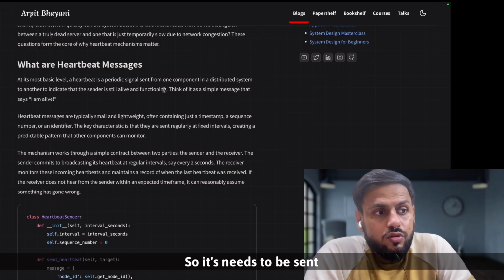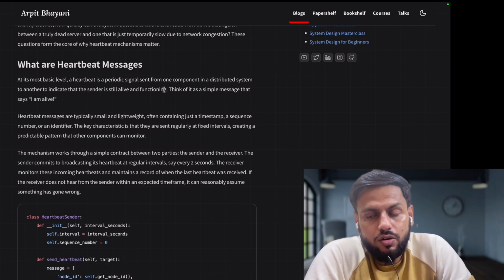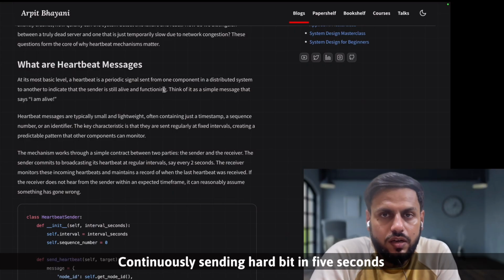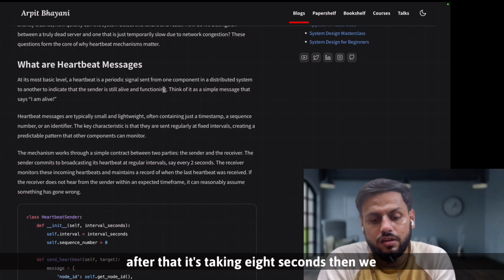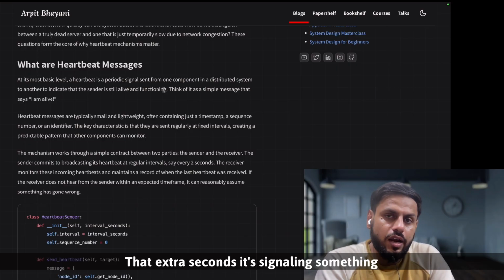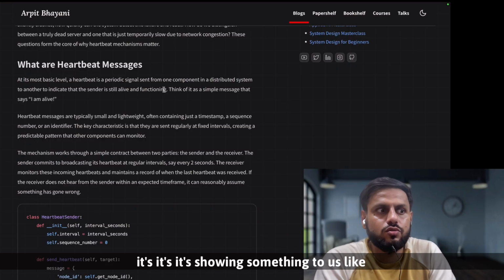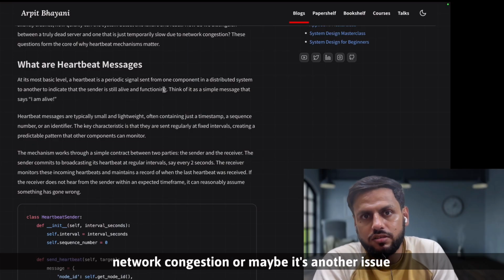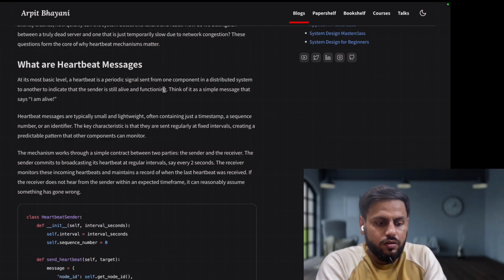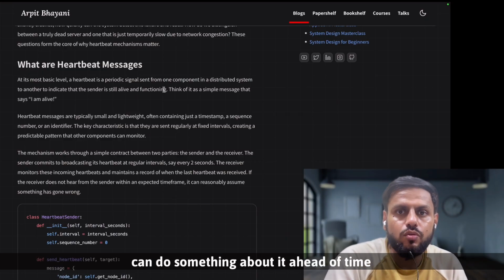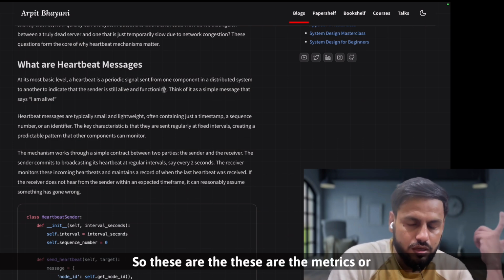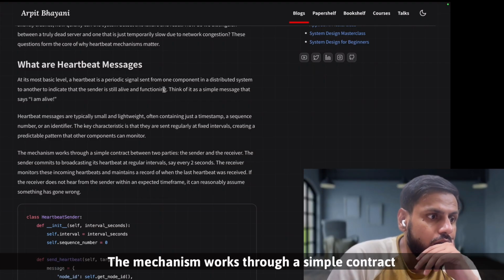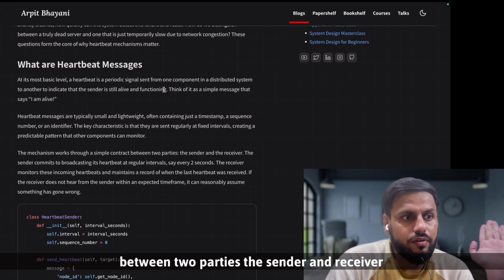So it needs to be sent at fixed intervals, because suppose some server is continuously sending a heartbeat every 5 seconds, and suddenly it's taking 7 seconds, and after that it's taking 8 seconds. That extra time is signaling something to us, like something is wrong with that server. Maybe it's under heavy load, maybe it's network congestion, or maybe it's another issue. So this delay is happening right now, and we can do something about it ahead of time. So these are the metrics or things we can keep an eye on.